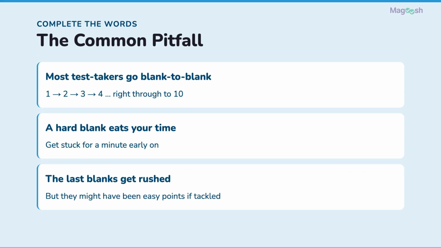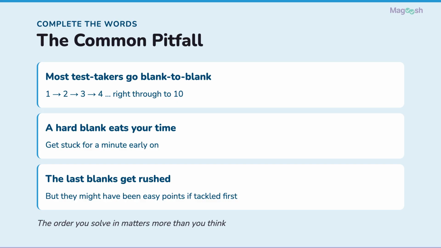Now here's what most test takers do and why it backfires. They work through the blanks in order 1 through 10. That feels natural, but here's what often happens. Somewhere around blank 3 or 4, they hit a hard one and stare at it for a minute. This loss of time causes them to rush through the remaining blanks. The end result is that they've missed out on quick points that they could have gotten by following a different strategy, and they've made the task harder than it needs to be.